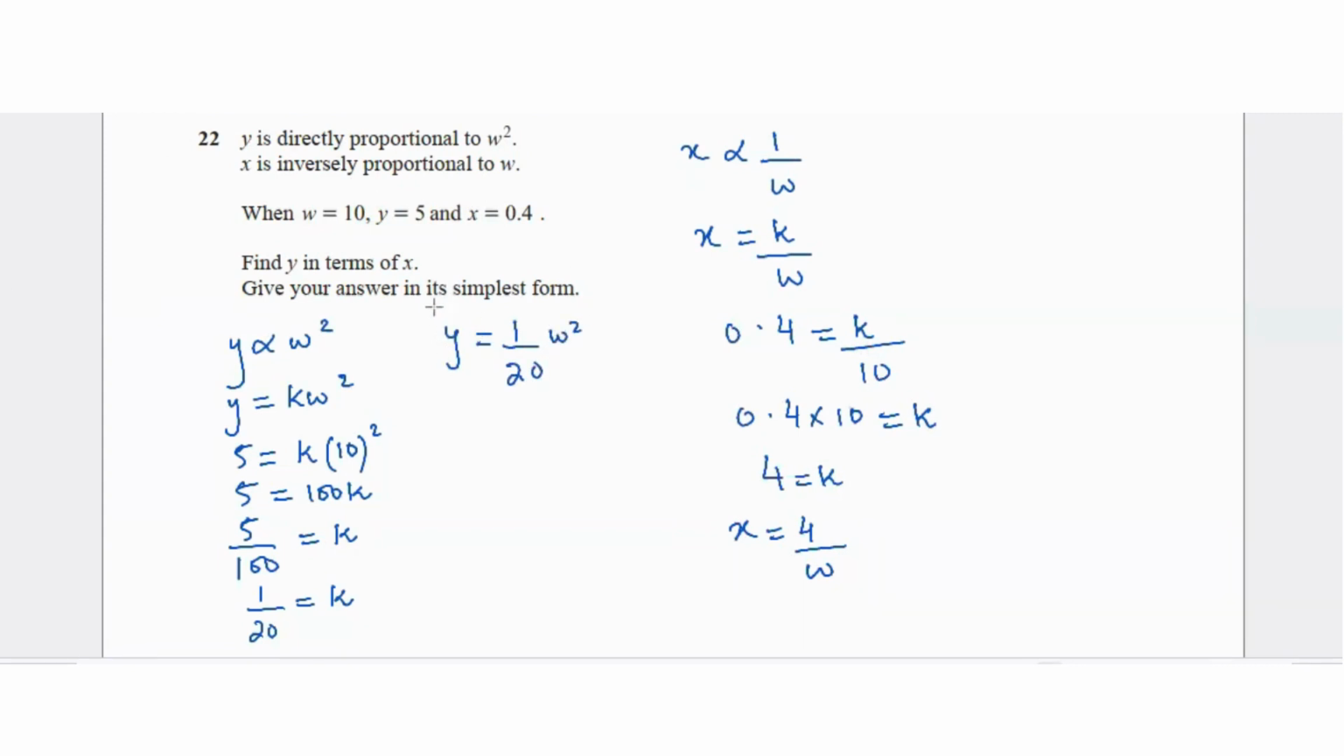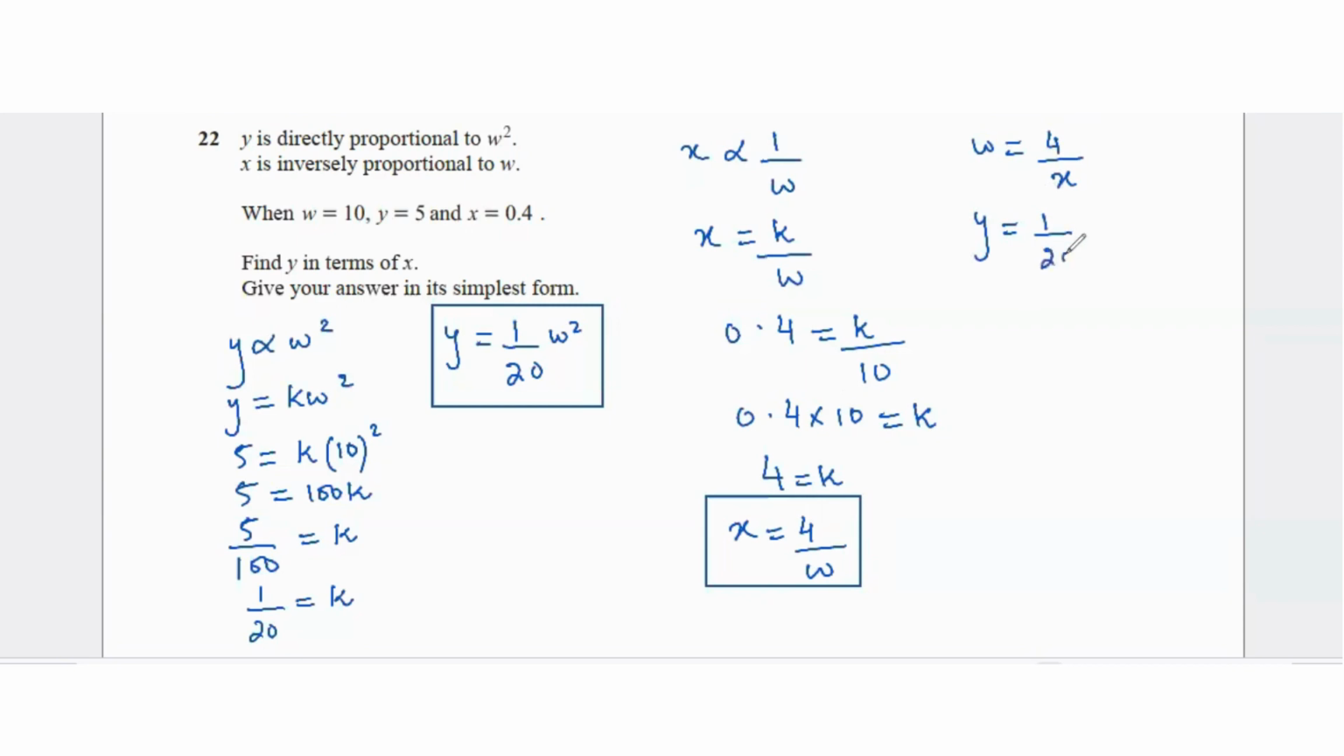Let me just highlight these. Okay, now we have to figure out y in terms of x, which means we need to get rid of w. So w is 4 over x, and if we replace that in the y equation, that becomes 16 over 20x square, which is going to be 4 over 5x square. And that is your final answer.